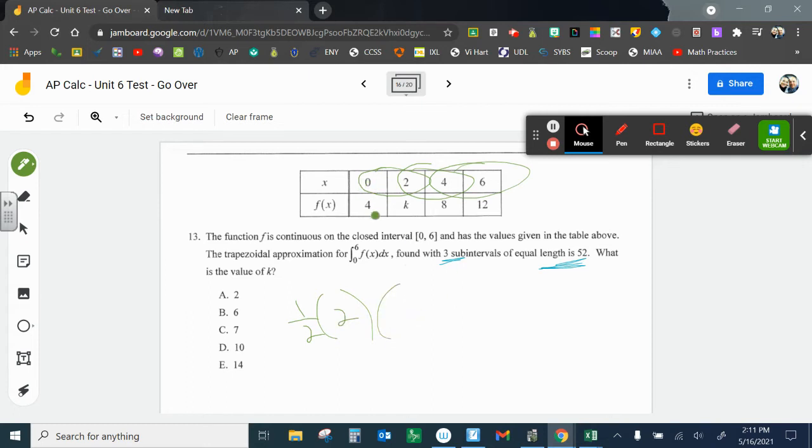And now we use our first base once, our second base twice, third base twice, 2 times 8, and our last base once. And this whole thing is going to be equal to 52. And now let's solve it. 2 times 8 is 16, plus 4 is 20, plus 12 is 32. That's 1. So, oh, wait, I just said 32.